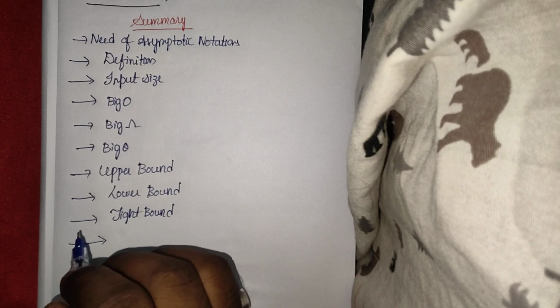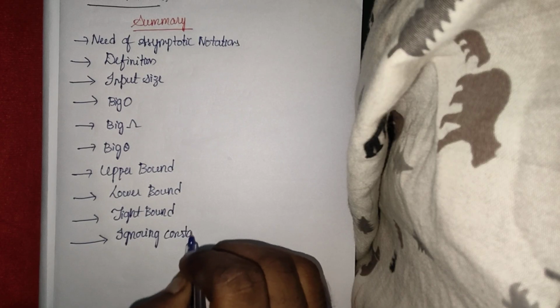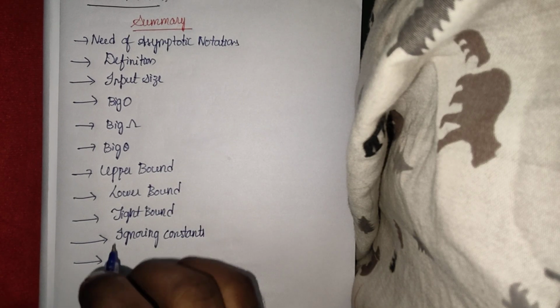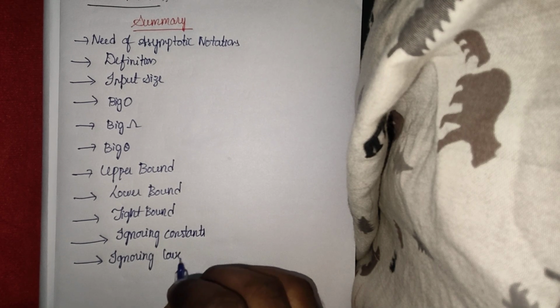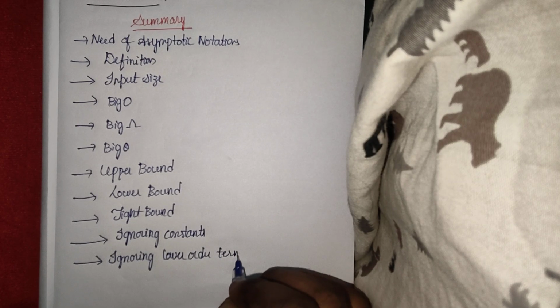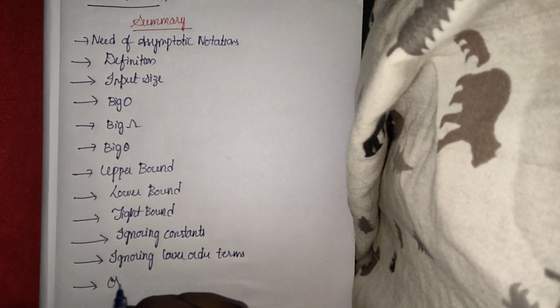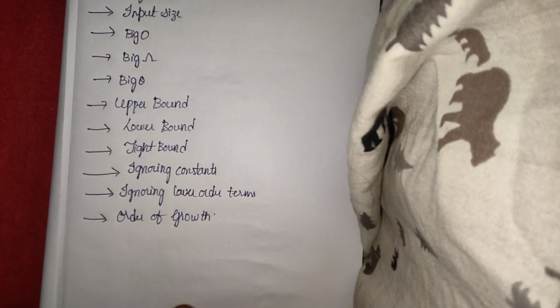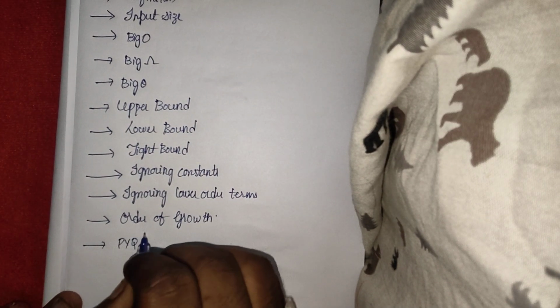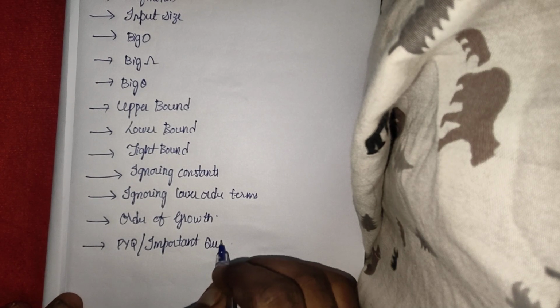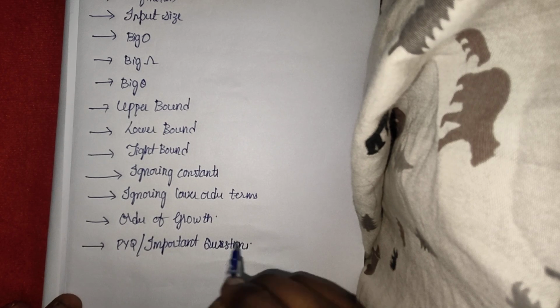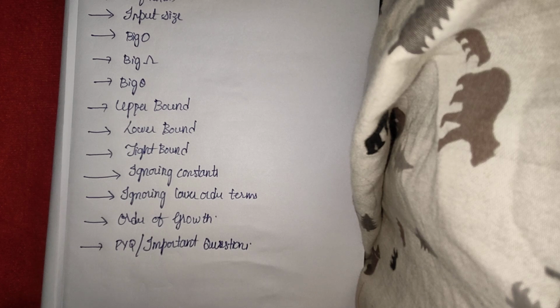We also explained ignoring constants, ignoring lower order terms, order of growth, and some important questions. Do see these questions. Those are very important. So we completed the theory of asymptotic notations.